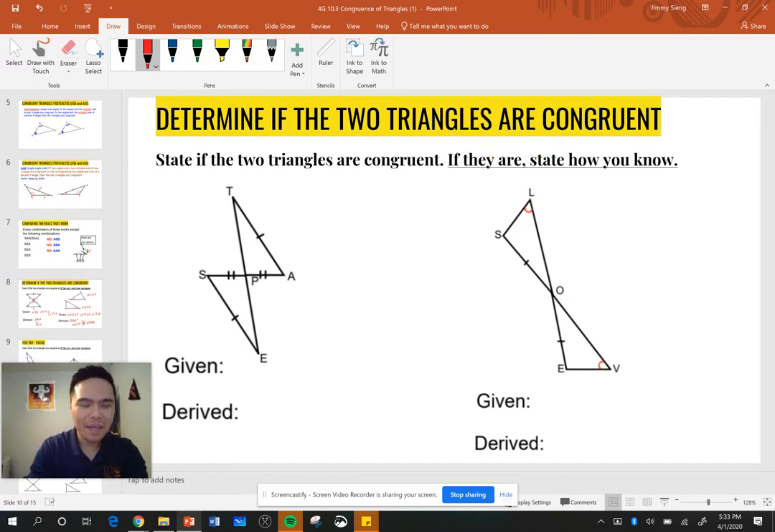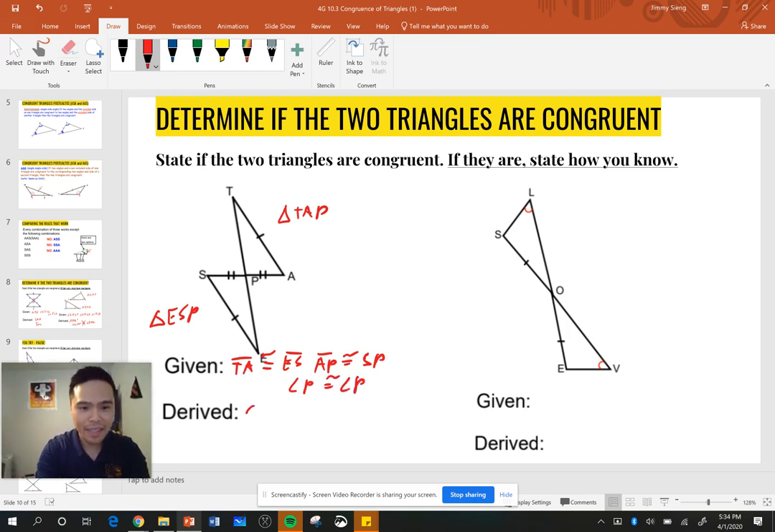Don't pause. Okay, so I look at this one. It looks like I got triangle TAP, and I got triangle ESP. ESP. ESPN? No, ESP. Okay, look what's given. I can see that I have a side. So I can say TA is congruent to ES. And then I have AP is congruent to SP. And then you got angle P is congruent to angle P. Well, that looks like a SSA, side, side, angle, or an angle, side, side.